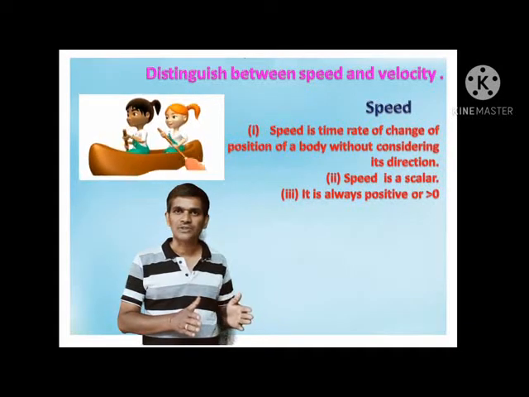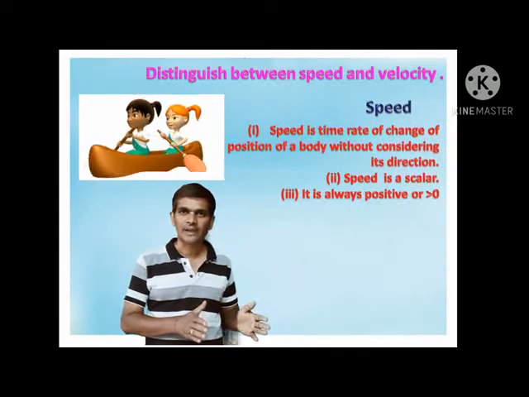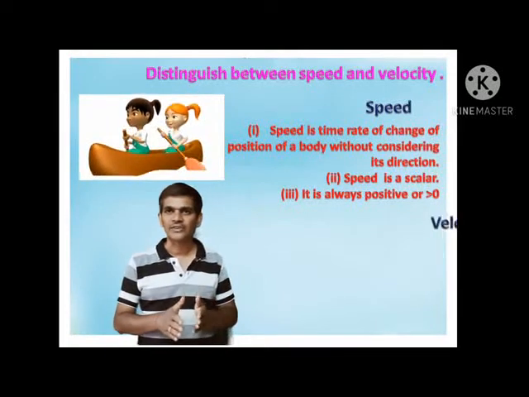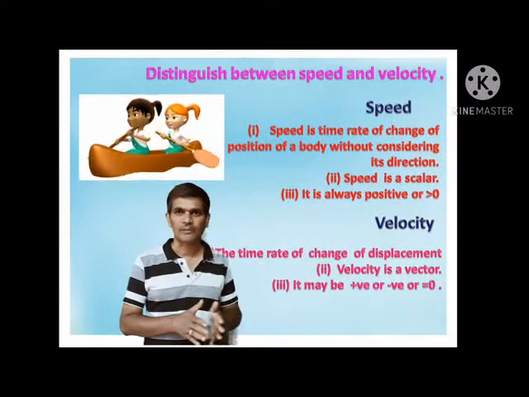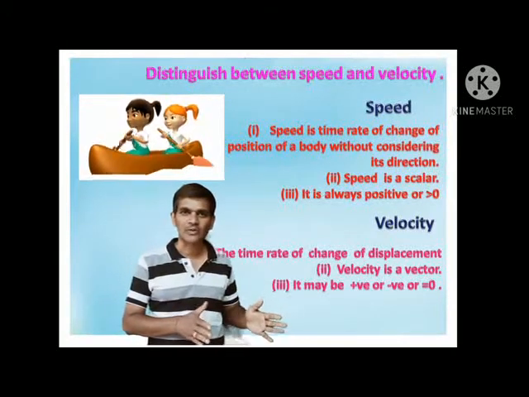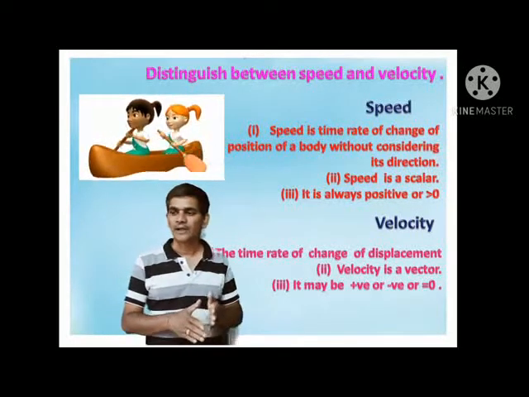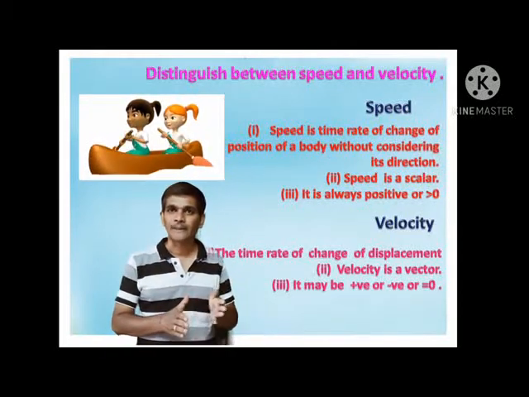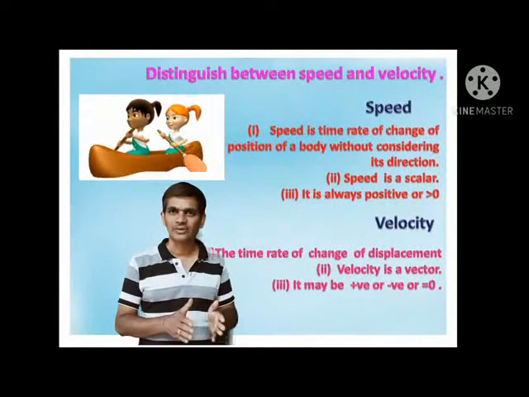Speed is the rate of change of position of a body in a unit time without considering the direction. Okay? And velocity is the rate of change of displacement of a body with time. And speed is a scalar quantity, velocity is a vector quantity, and speed is always positive, velocity may be positive, may be negative, or it may be zero.